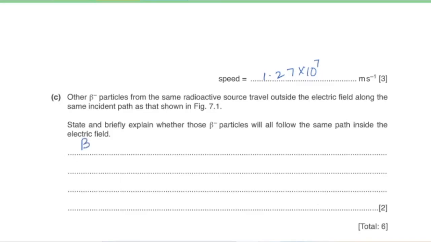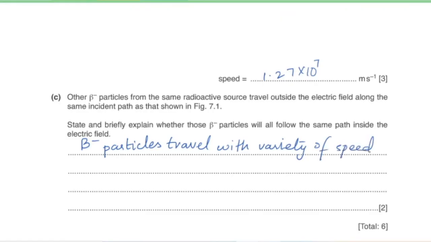So we can write that beta minus particles travel with a variety of speeds, and when there is a change in speed, the deviation with which it moves towards the positively charged plate will be different. So they travel with a variety of speeds, and so they all take different paths.